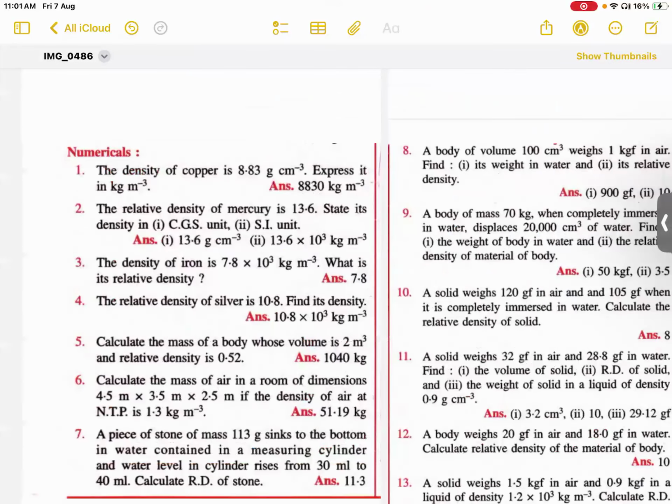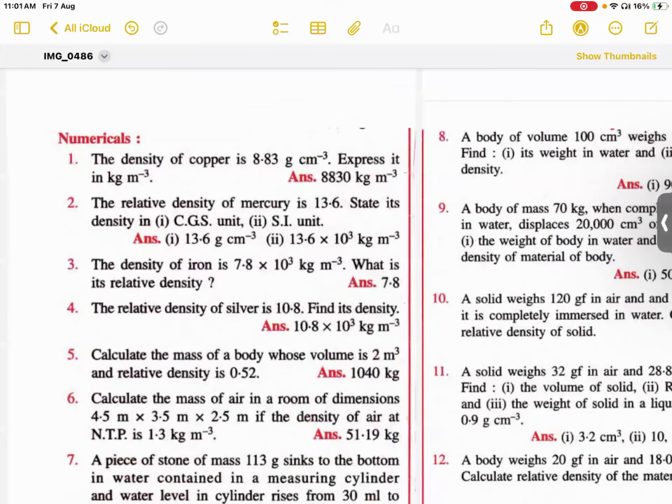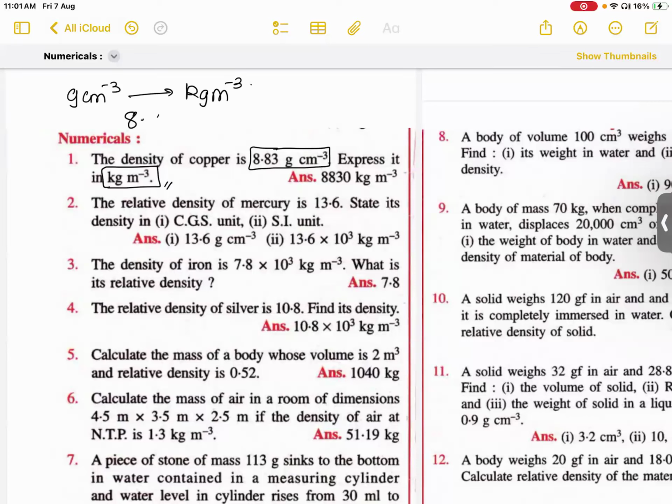The first question here says the density of copper is 8.83 g cm^-3. Express it in terms of kg per meter cube. So guys, I am supposed to jump from gram per centimeter cube to kg per meter cube. I hope we all know what we are supposed to do. We will take 8.83 and multiply our answer by 1000, which will give me 8830 kg per meter cube. This is how I'm supposed to solve.